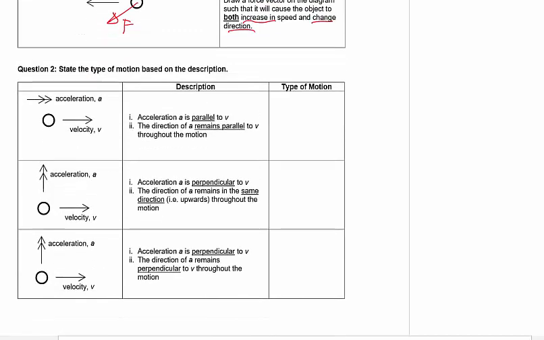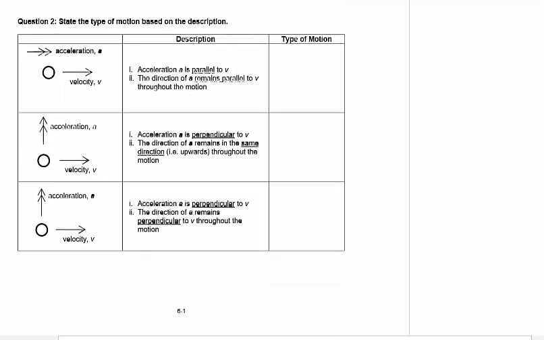Okay. Right, let's look at question 2. State the type of motion. If we have acceleration that is along the same direction of the velocity, parallel, and it remains parallel throughout, this is the kind of question we are very familiar with in kinematics and linear motion, or what you learn in secondary school. It's always either in the same direction or opposite direction, but in whichever case, they are parallel.